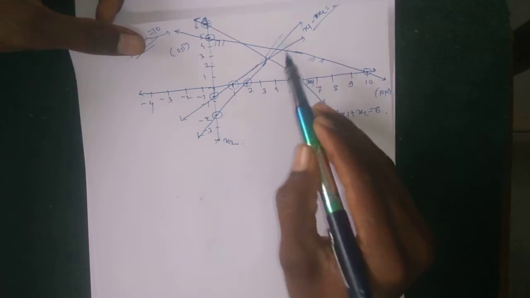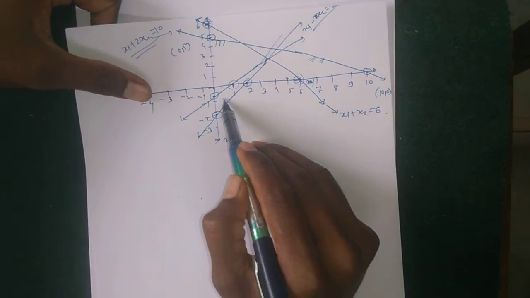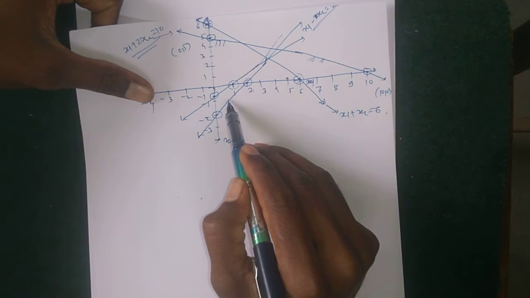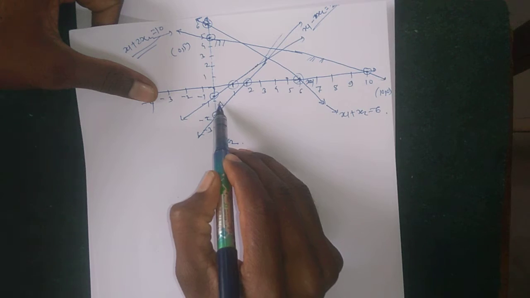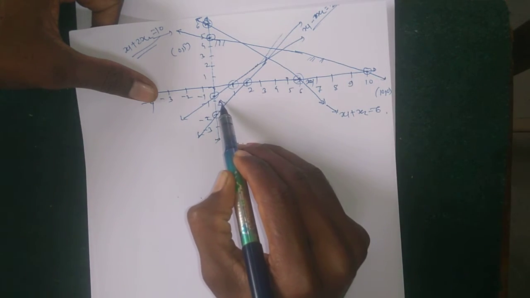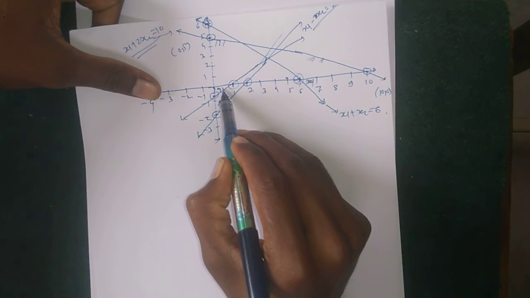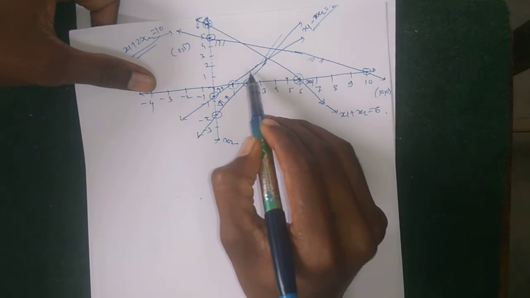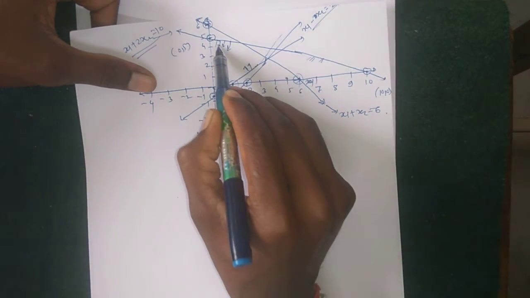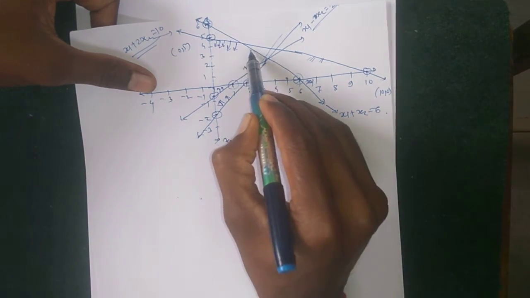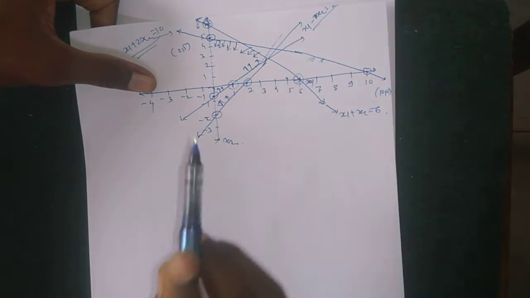Okay, the region is on the below side of this line. Below side of this line means this side. The region is on the below side of this line, and also below this one, because all constraints are less-than-or-equal type.